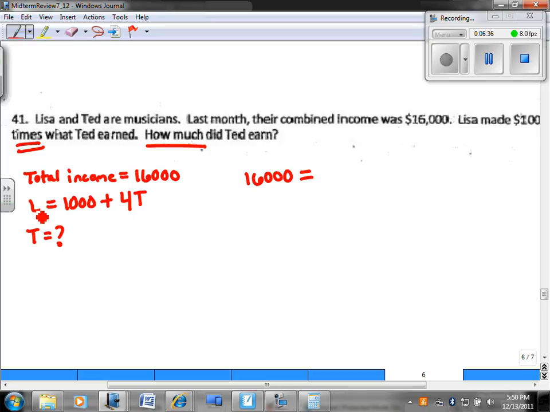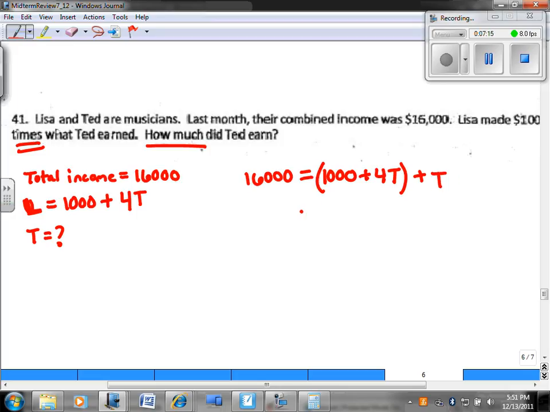Well, Lisa, instead of putting an L, we're going to put what Lisa's income represented. It represented 1,000 plus 4T. She earned $1,000 more than 4 times what Ted earned. Okay, so this is Lisa. I'm just going to put it in parentheses just to show that it's one person. The $16,000 is combined, so we need to add that to Ted's earnings. So Ted earned T amount.